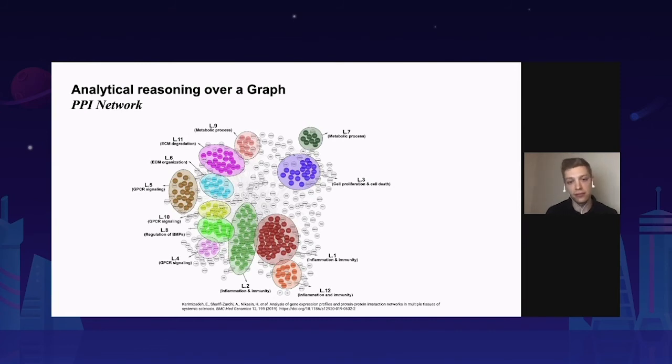A PPI, protein-protein interaction network, is composed of proteins as nodes, and edges in this example are the interactions between proteins. It is well established that nodes that represent proteins tend to cluster or create communities with other nodes that have similar functions, like in here, metabolic processes or inflammation and immunity.